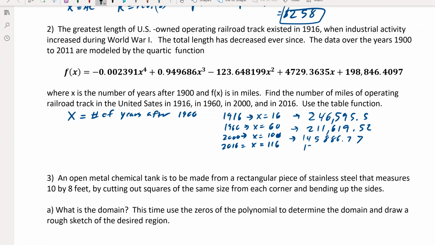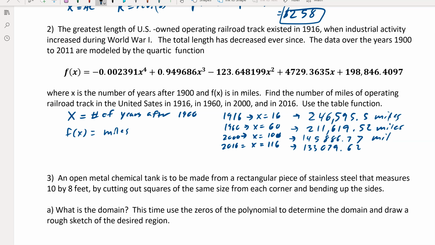133,079.62. And again, what does the f of x represent? Miles. So our f of x, our y value here, is miles. So each of these is miles of track.